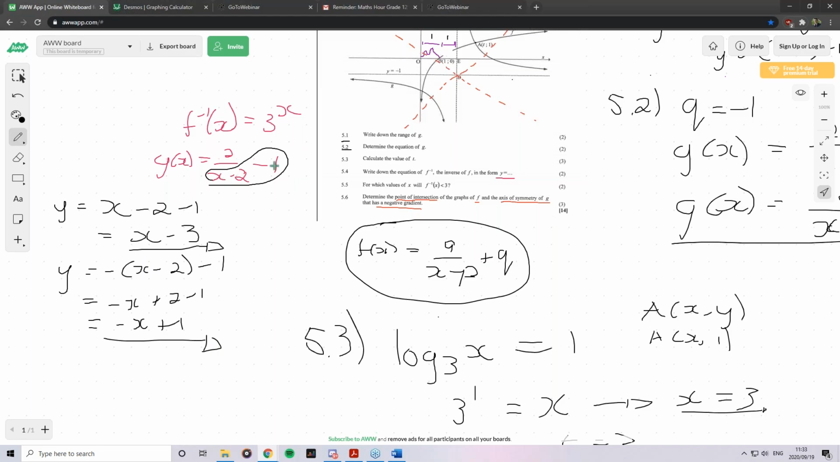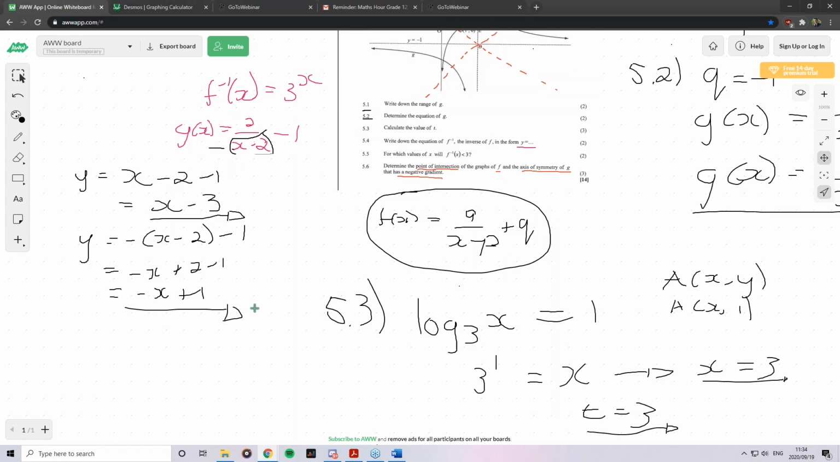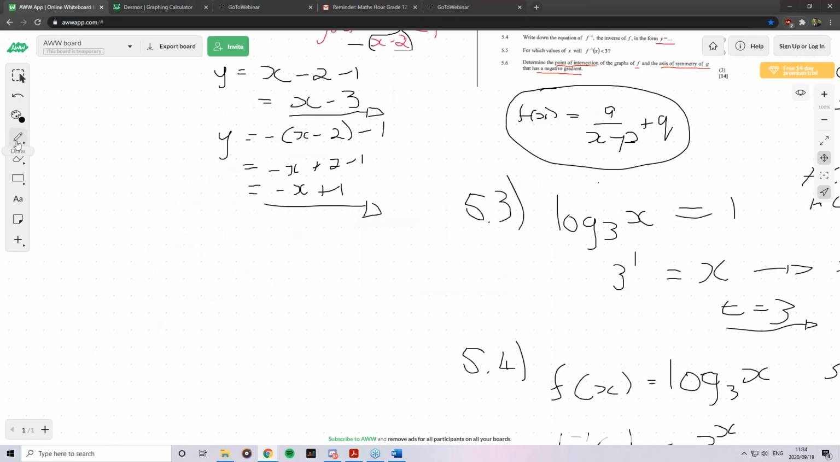You find it by taking x minus 2 minus 1, or taking minus x minus 2 minus 1. This is your one with the negative gradient, and this is your one with the positive gradient. So what they're really asking is the point of intersection between f and this equation here. f(x) is log base 3 of x. So what they're really asking is, where is log base 3 of x equal to minus x plus 1? This is what they mean by this. Now, let's notice something.